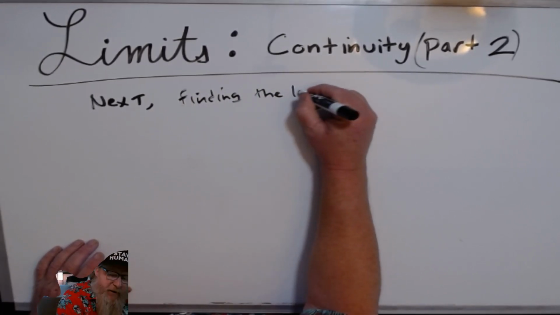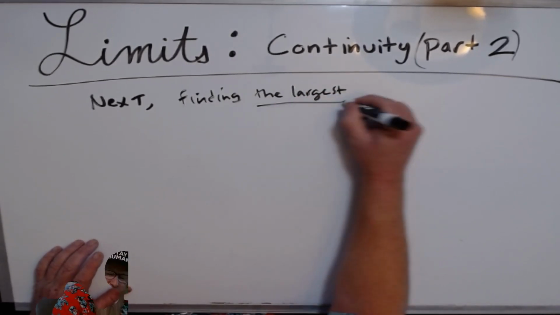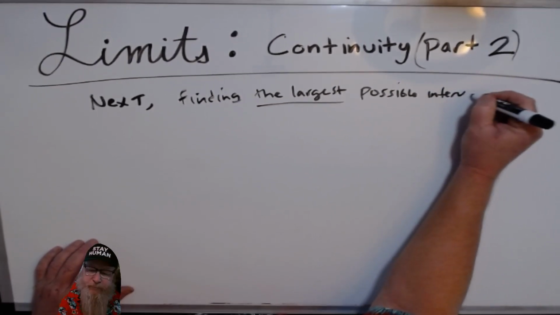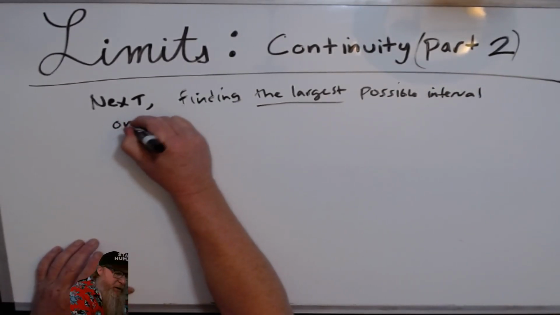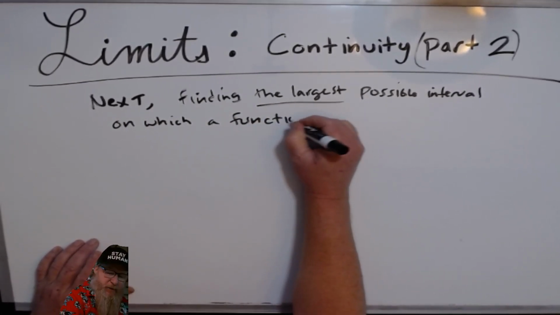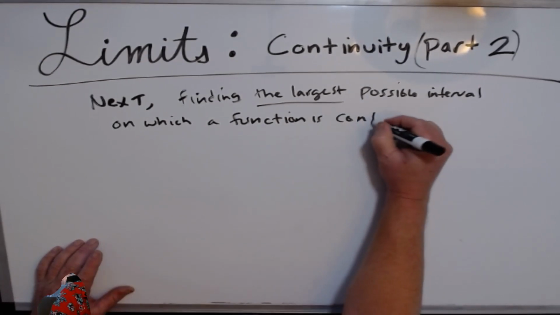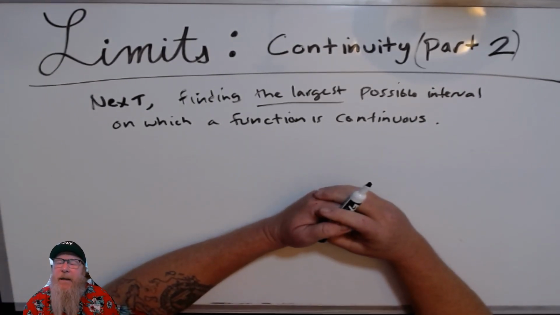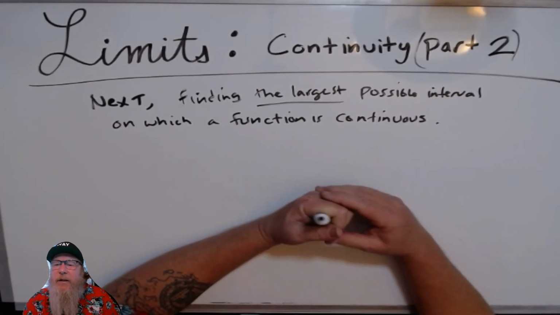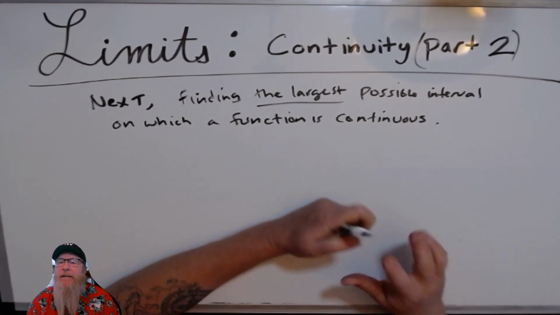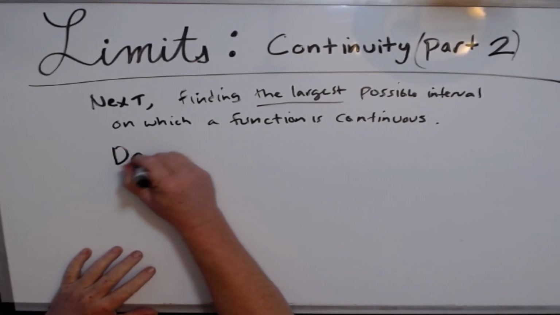And in fact, we want to find the largest possible interval on which a function is continuous. So in the definition of continuity so far, we gave the definition as being continuous at a point. So next we'll give the definition of continuous on an interval.